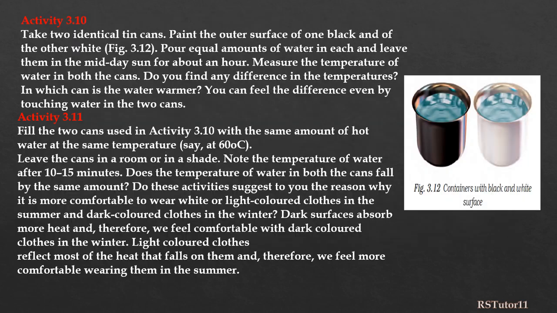Next, there is another activity. Take two identical tin cans, paint the outer surface of one black and the other white. See here, the darker the object, the more heat is absorbed. Yes, the darker the shade. Here we'll see that only.